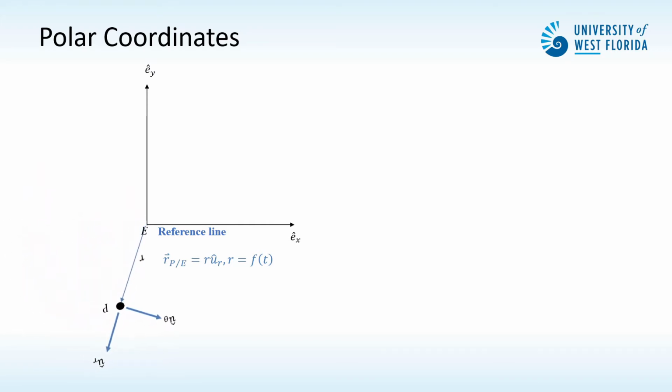Try to imagine yourself standing at point E and rotating such that point P is always in front of you. From your perspective, you would never describe P as moving from side to side. That is how you can think of the position vector. It's always pointed in the u_r direction, even though u_r is rotating with respect to reference frame E.